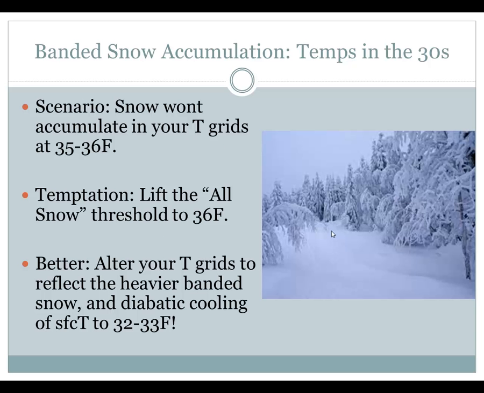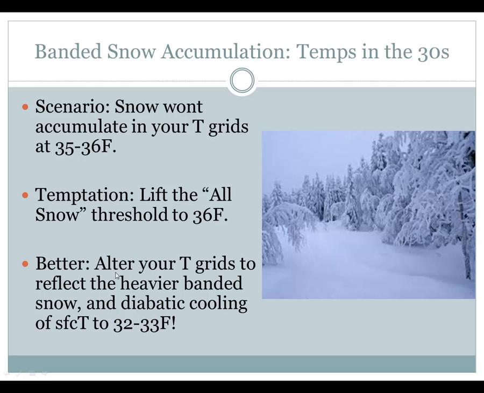One of the scenarios that you might be tempted to change those numbers for is a snow band. You might be frustrated that you expect a snow band to form and that you just can't get accumulation of snow in your temperature grids that are at 35 or 36. And so your temptation might be to lift the all snow threshold to 36, even though your wet bulb temperatures might be 34 degrees or 33 degrees Fahrenheit.